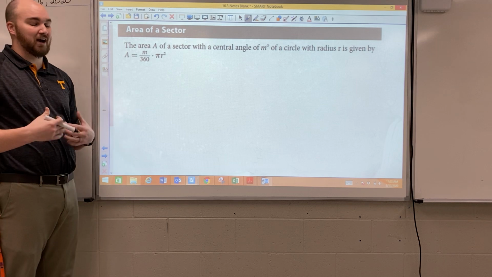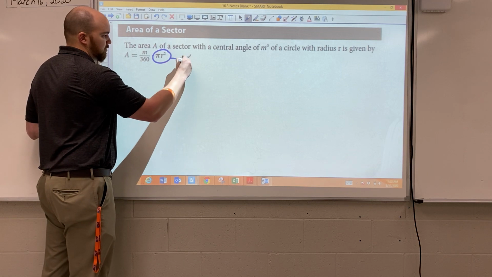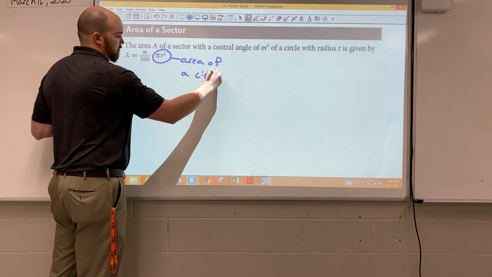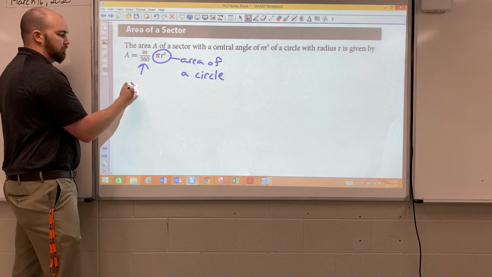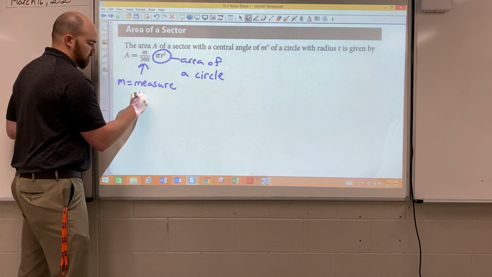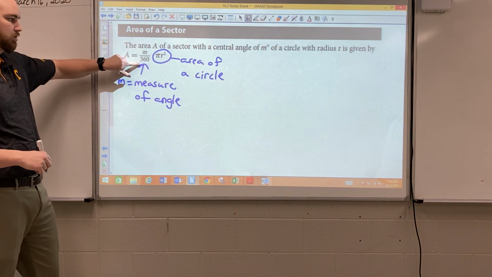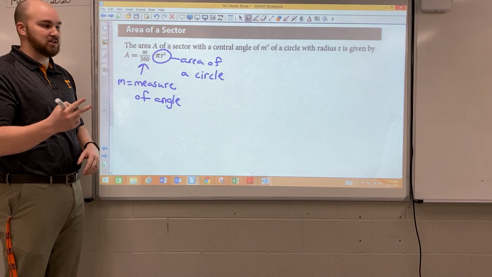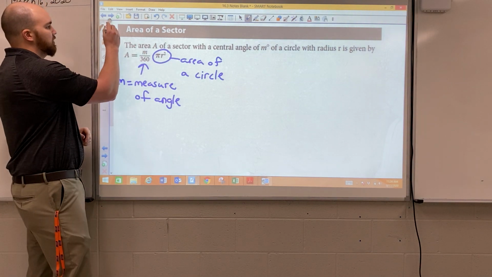So the way we can actually find the area of a sector, since it's part of the area, we use our area formula. So area of a circle formula here. And then since it's just part of that area, we use M over 360. M is the measure of the angle. And 360 is the whole. So we do the part over the whole for that sector times the area of the circle. So two things we always need to find this. We need the measure of the angle, and we need the radius. If we have those two things, we can find the area of a sector.